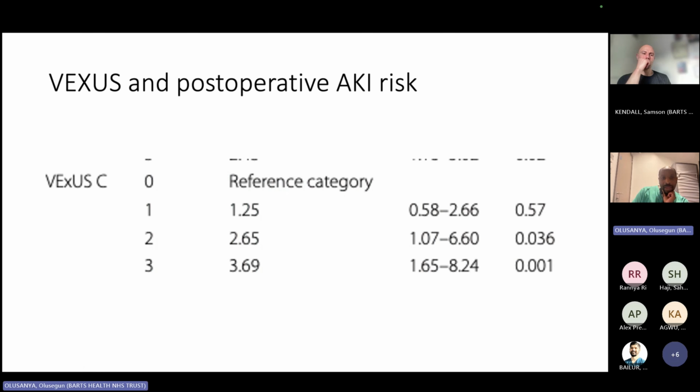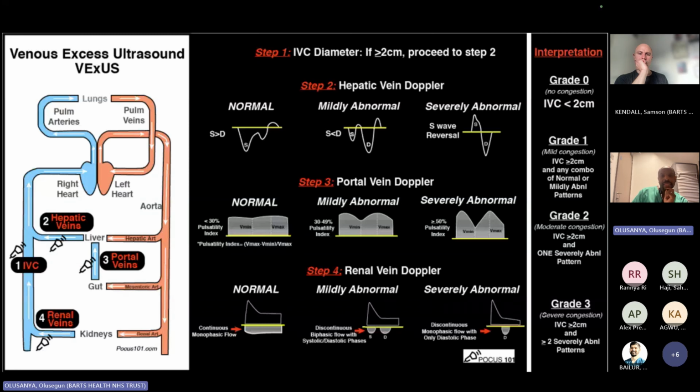So what they found was when they classified them, they came up with a scoring system, which they called VExUS-C, that was essentially linearly correlated with your post-op AKI risk. And this VExUS-C scoring system is what we now call the VExUS score. And this is what the VExUS-C scoring system looks like.